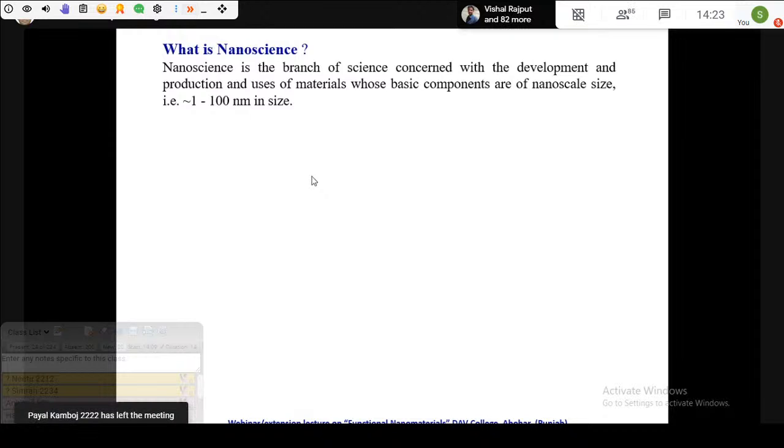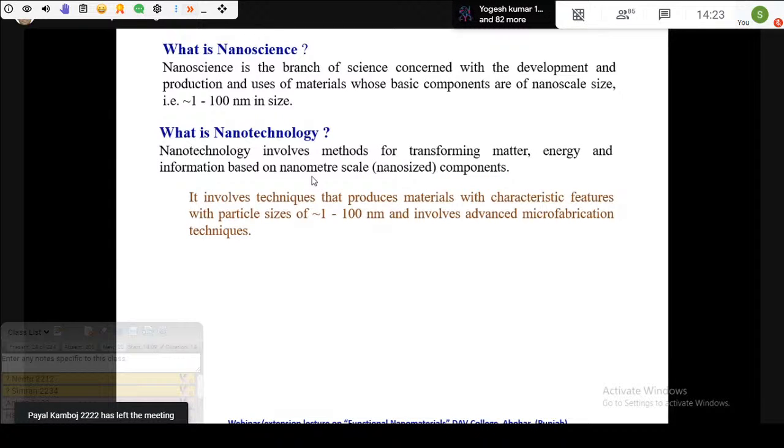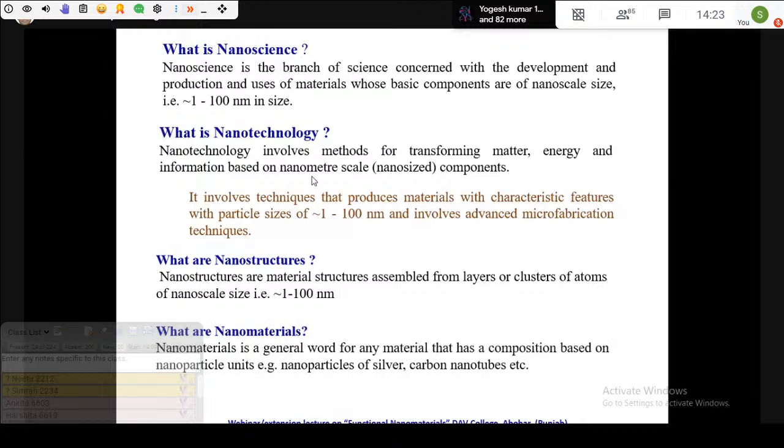So accordingly, these terms, nanoscience, nanotechnology, nanostructures, nanomaterials could be defined. So there is something common always, that the size should be between 1 to 100 nanometer. Because in this range, these properties are enhanced, which we discussed in the first slide. So now you will be able to define what is nanoscience, what is nanotechnology, or nanochemistry.